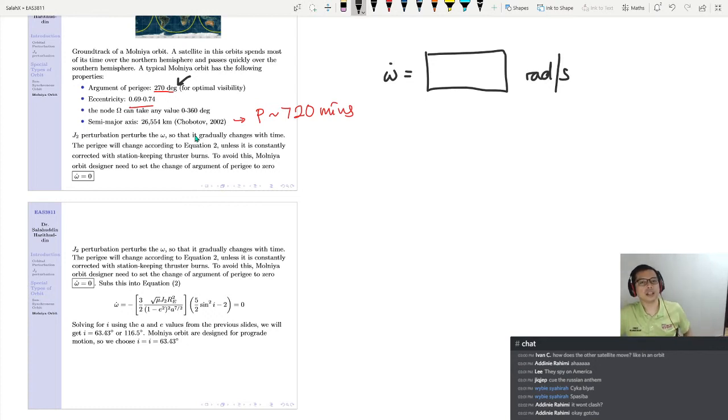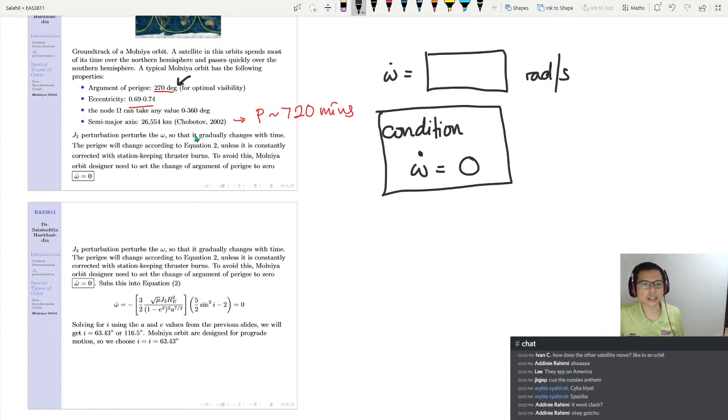So if you are a Russian astrodynamicist, you want to set your Molniya orbit such that omega dot, the rate of change of argument of perigee, is 0. The reason is, like I said, you don't want this to change. The node angle can take any value between 0 and 360, but I want the argument of perigee to stay at 270 degrees, so I want the rate of change to equal 0.